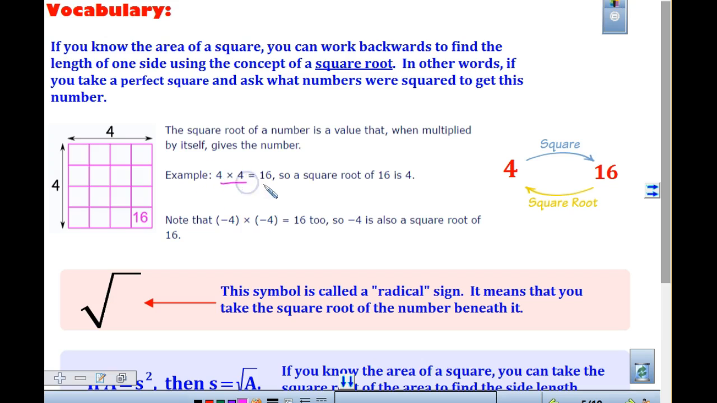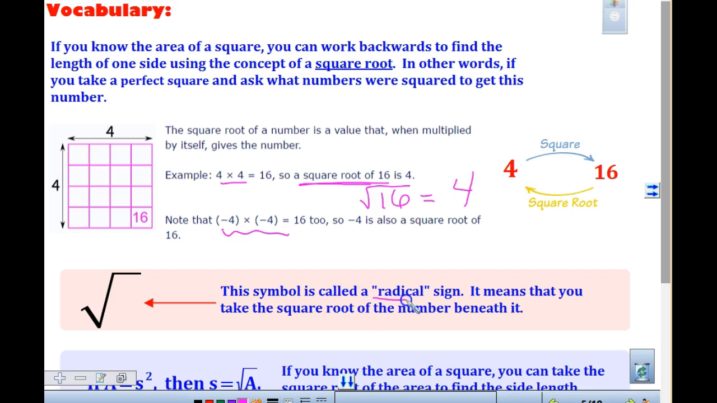So example, 4 times 4 equals 16, the square root of 16, which we write like this, the square root of 16 equals 4. So please write that in right below it. When you square 4, you get 16. When you take the square root of 16, you get 4. It says, no. What else gives us positive 16 besides 4 times 4? Negative 4 times negative 4, right? So it says negative 4 is also a square root of 16, meaning if I square negative 4, I get 16.